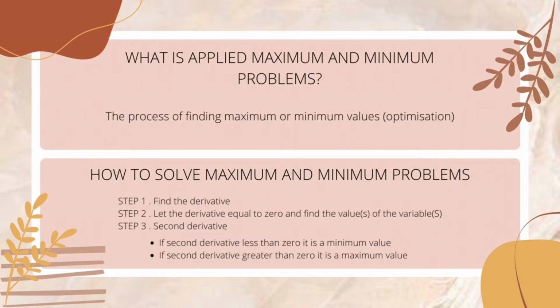But then how can we know how to solve it? Okay, I will tell you 3 steps on how to solve a maximum and minimum problem. Firstly, we need to find the derivative. Next, let the derivative equal to 0 and find the values of the variables. The last step is we need to do the second derivative test. If the second derivative is less than 0, it is a maximum value. If the second derivative is greater than 0, it is a minimum value.